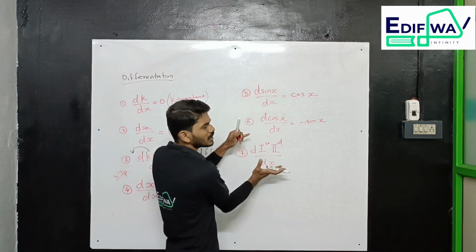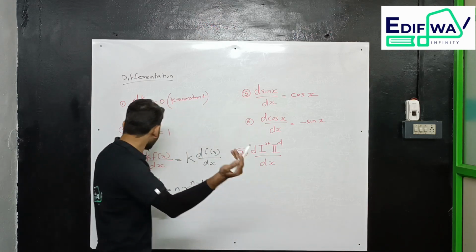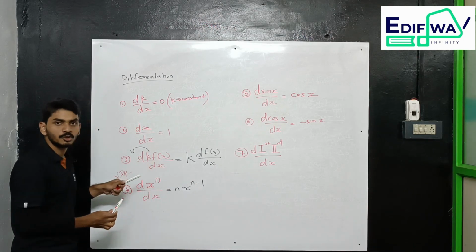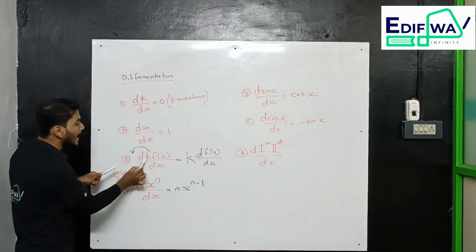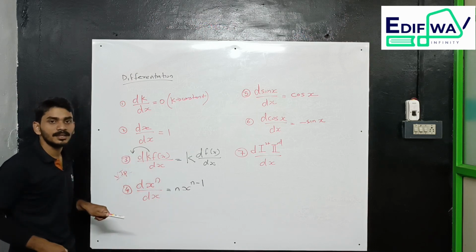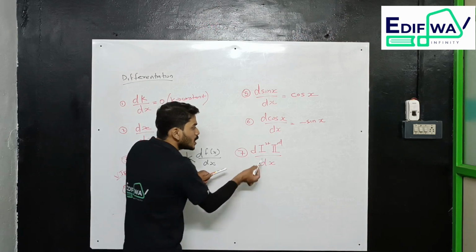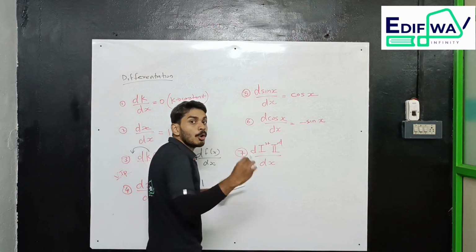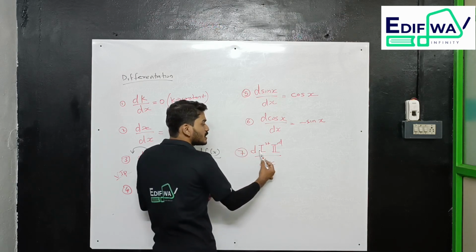It is very simple to remember like this. Come here. Here is also a product. K into f of x is also a product. But the thing is, K is constant. That is why you are taking K outside. Understood? But here, your first and second, both are functions. So it is a product of functions.